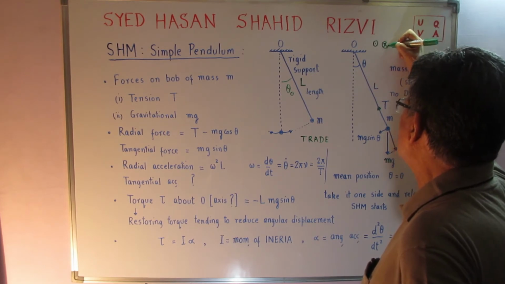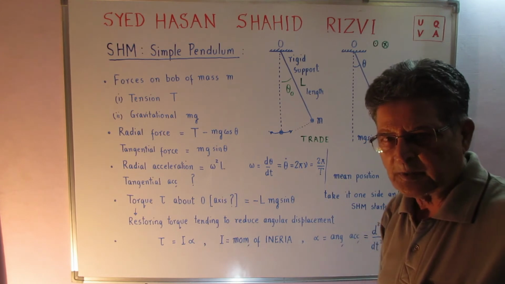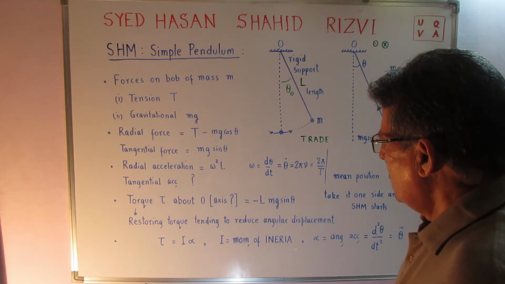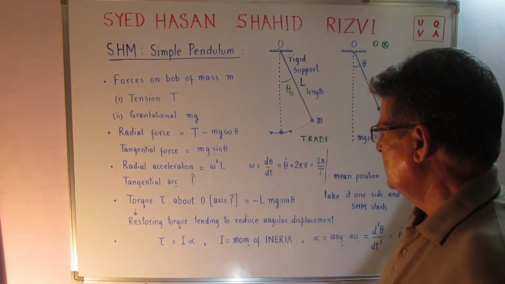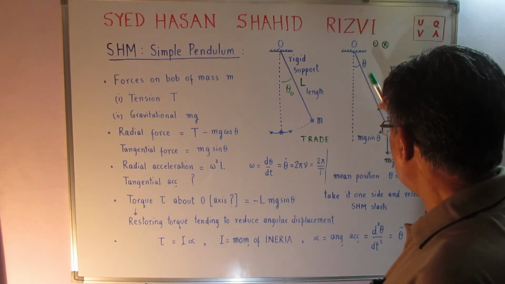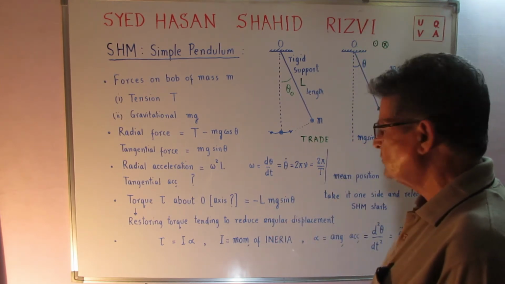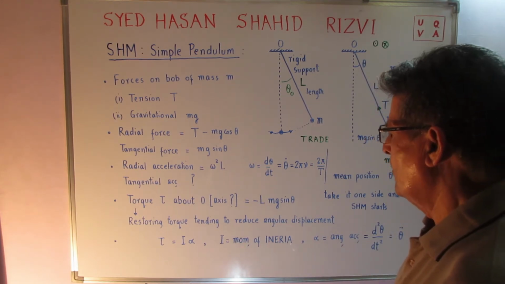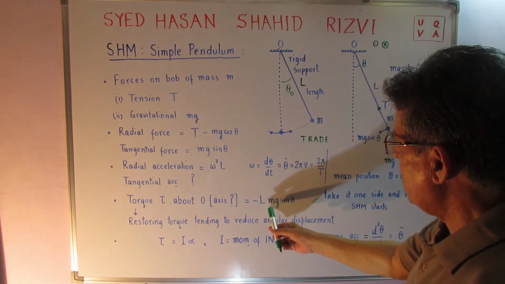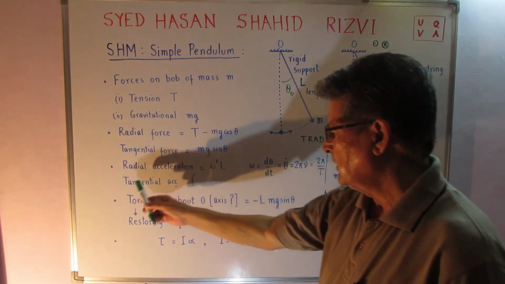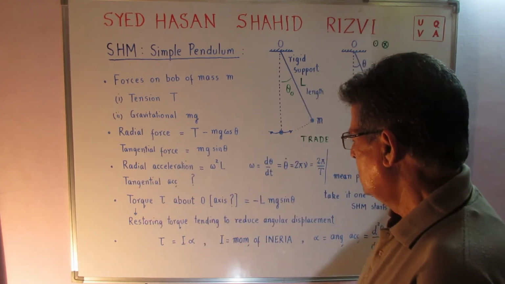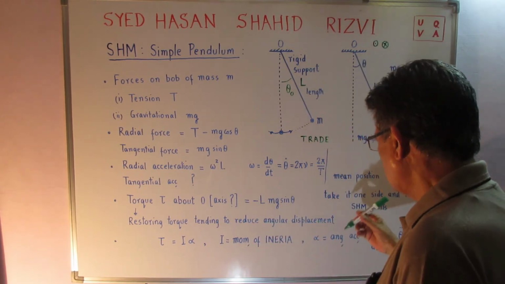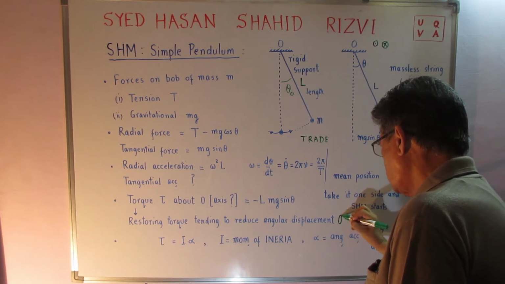So whatever you want to think, it is an axis which is perpendicular to the plane in which the oscillation takes place. Well, the torque about this axis is equal to L, the length over here, into the perpendicular force that is there, mg sine theta. So minus L mg sine theta. Why do we write it minus L mg sine theta? Because this torque is a restoring torque, tending to reduce the angular displacement theta.